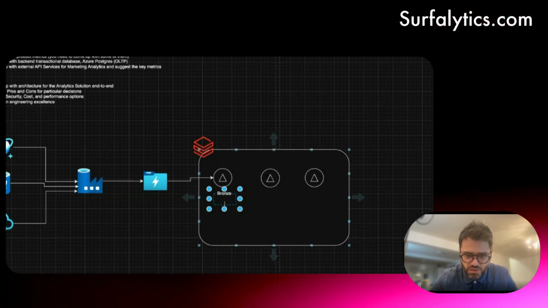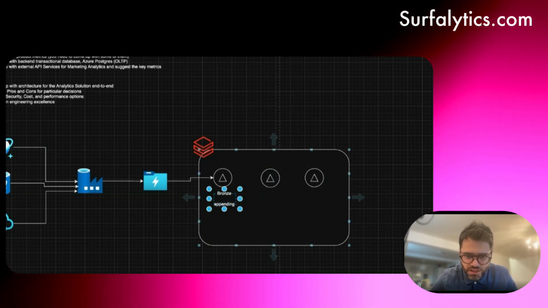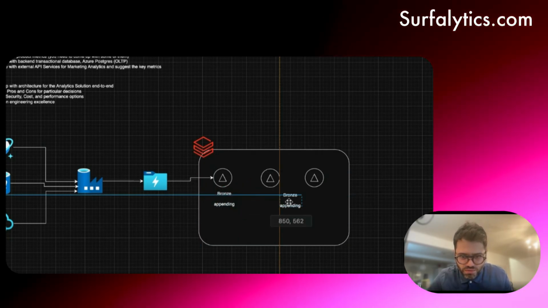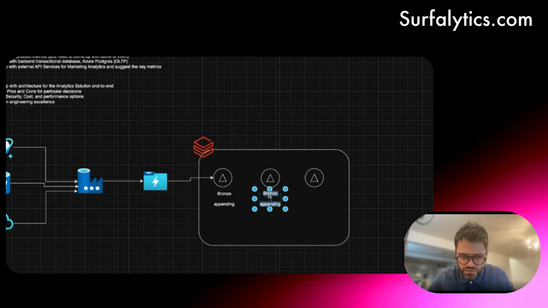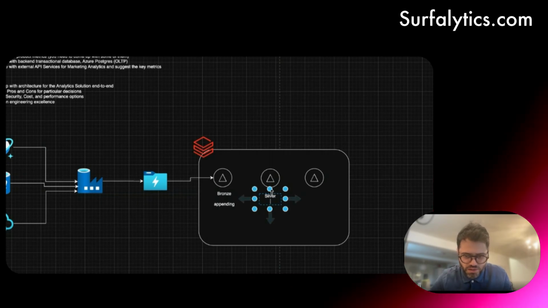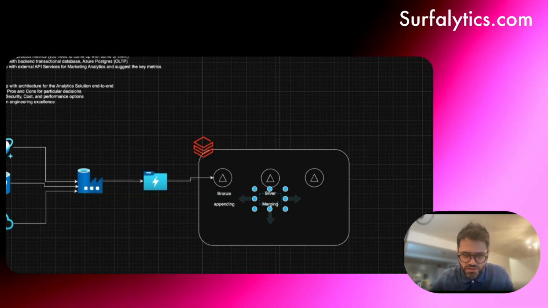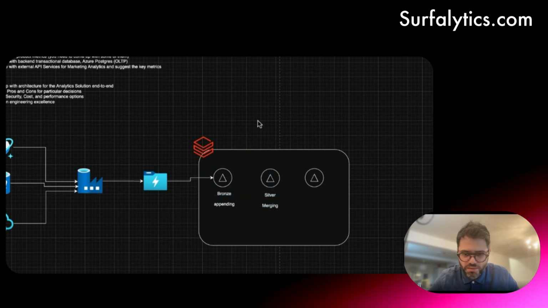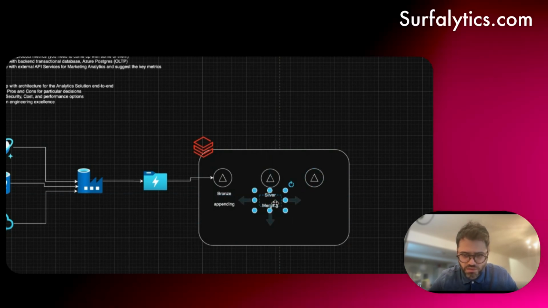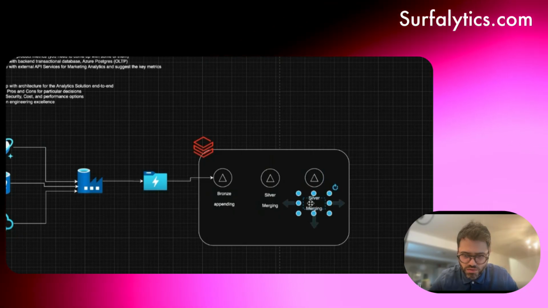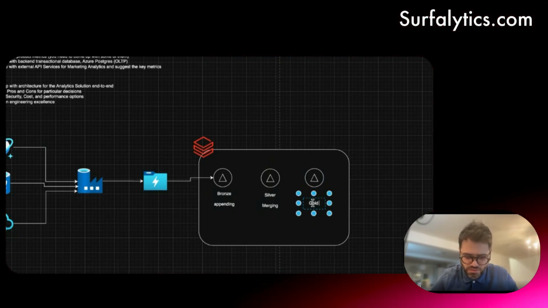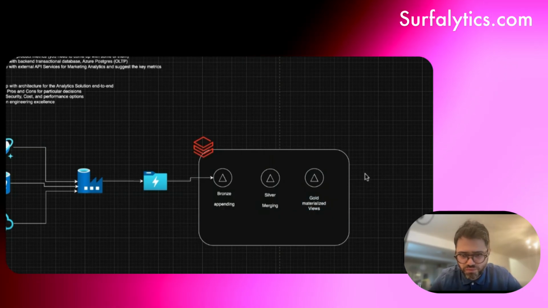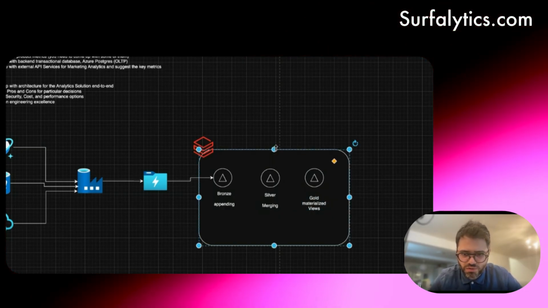Talking about bronze, we're going to be appending data. To silver, we're going to be merging data. And then gold, I would say some materialized views for the metrics.